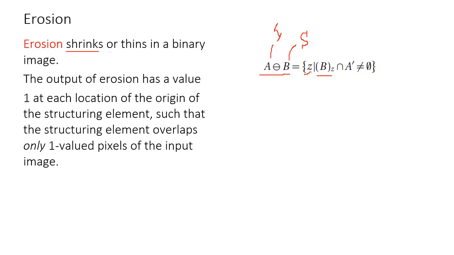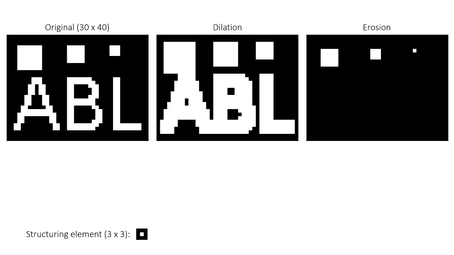Intersection with A prime, the complement of A, is non-zero. So with the complement of A, B does not overlap at all. Then all locations that fulfill this requirement come into this erosion output. Okay, so here are some examples.